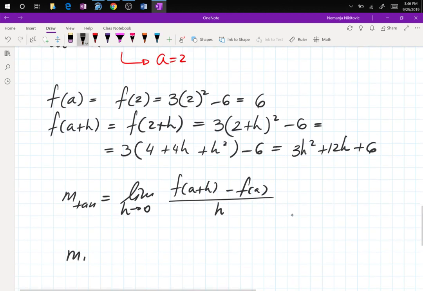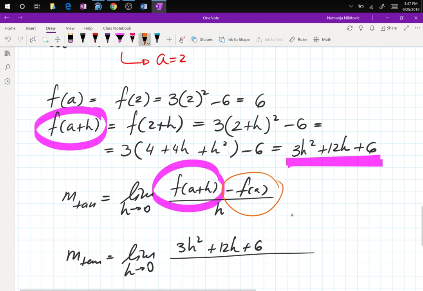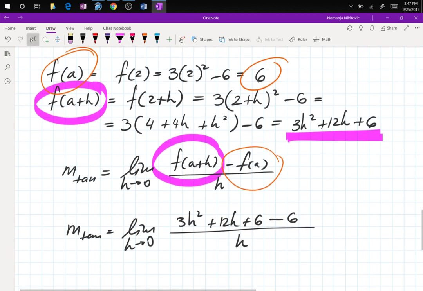Well, just plug in. M tangent is the limit, h goes to 0. And what do I have? For my f of a plus h, which is this, we have what it is. That's 3h squared plus 12h plus 6. Then we have to go and say minus f of a. Well, minus f of a is just 6. So we have minus 6 divided by h. So just a little bit of chasing around to plug everything where it belongs.